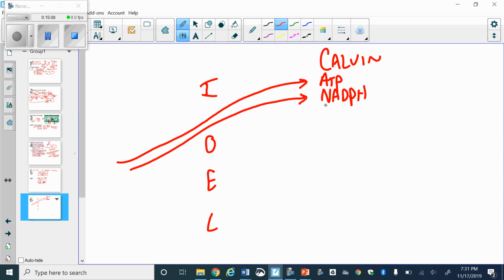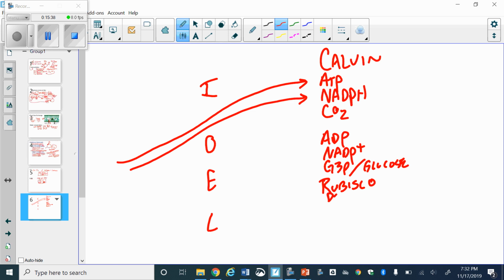And then we also have to bring in our CO2, our raw material. And then the ATP, hopefully you're catching the pattern, that's going to turn into ADP. The NADPH is going to turn back into NADP+. And the CO2 is going to turn into G3P. And I'm going to put slash glucose. The major workers here, enzyme-wise, that's our Rubisco. We'll also have some dehydrogenases here. And then finally, location. This is all going to happen out in the stroma of the chloroplast.